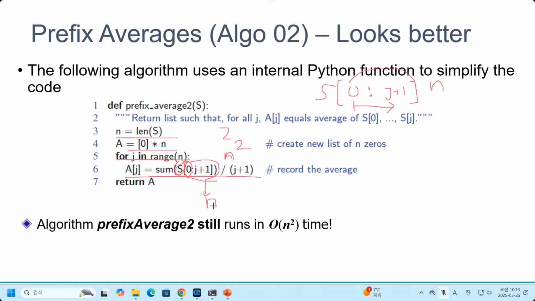Even though the code is shorter, the operation is still the same. In the n operation, we still need to do another n. So this will be n multiplied by n. Because n multiplied by n, then this is still what?